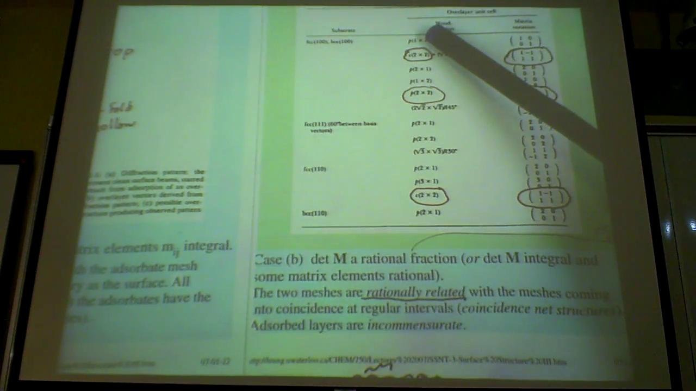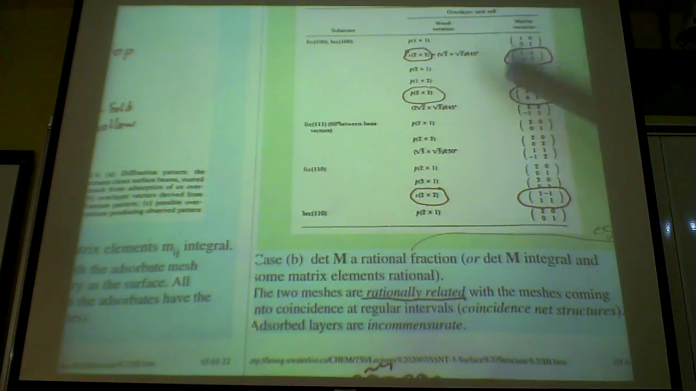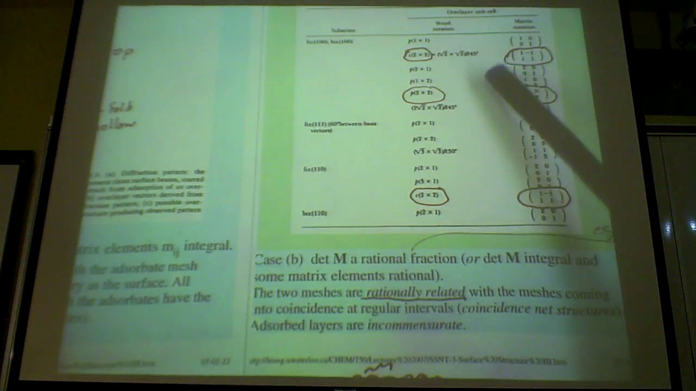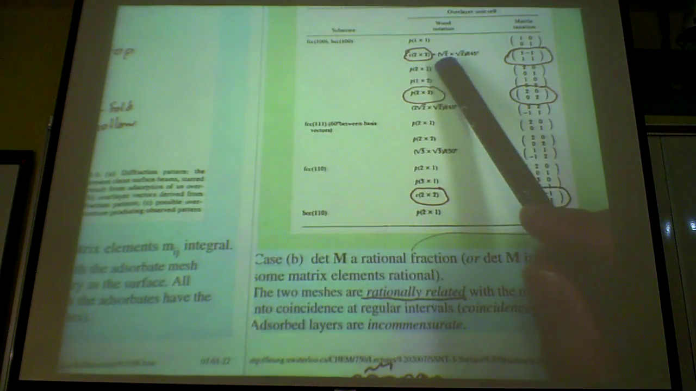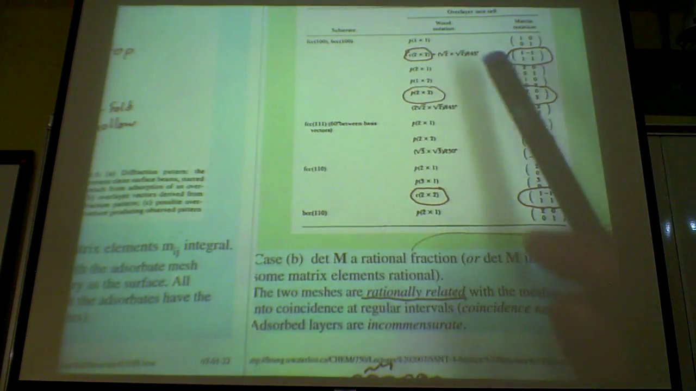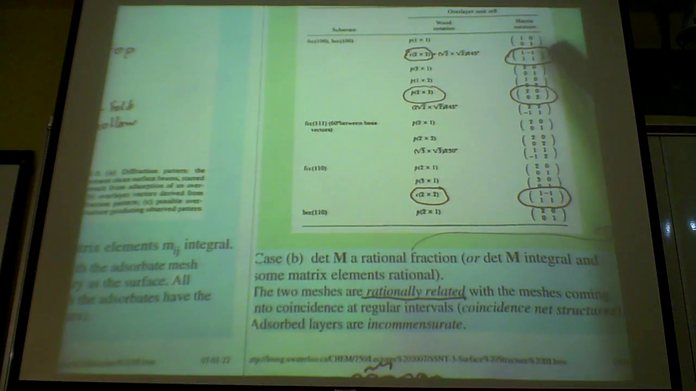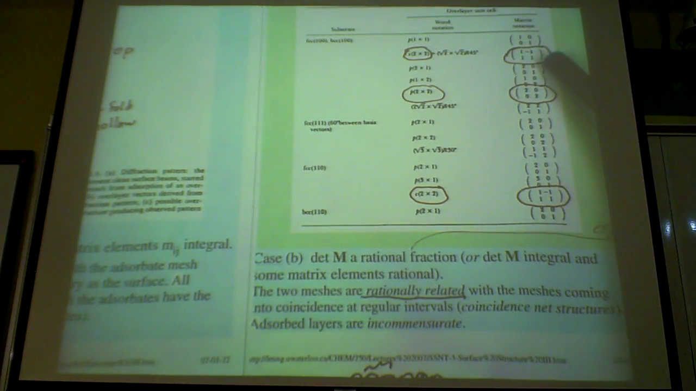You have P 1 by 1, primitive 1 by 1, or center 2 by 2. Right? Sometimes center 2 by 2 is also written as root 2 by root 2 R45, right? Because it's rotated by 45, and that is the length of the overlay structure rotated by 45 degrees. And that corresponds to this matrix notation, the transformation matrix to go from the substrate to the overlay.